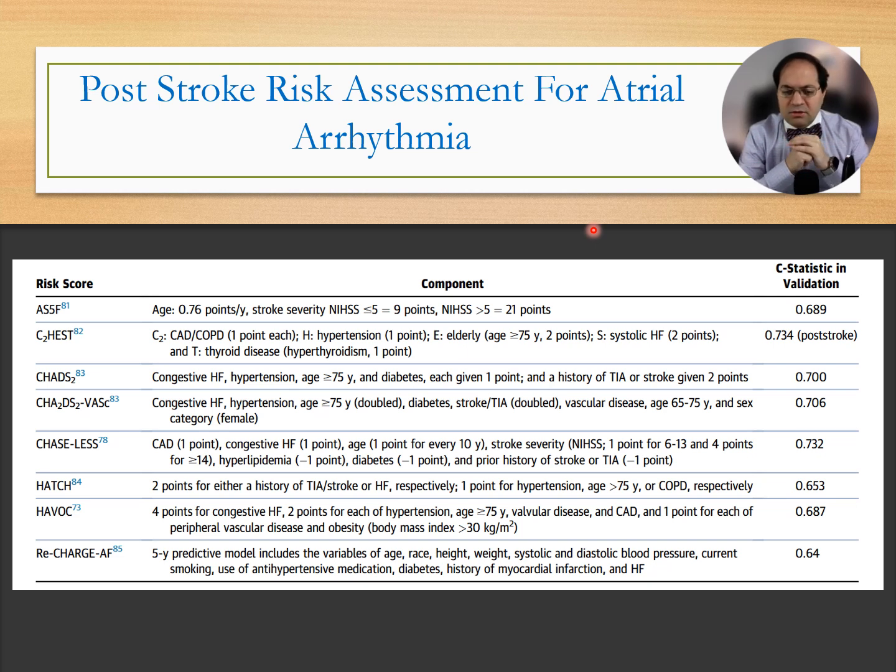Anyway, basically these will help us to identify patients with a high risk of getting atrial fibrillation as well. So if the patient has a high risk for atrial arrhythmia post-stroke, heart failure, or a large left atrial size, it's better to go ahead and put in a loop recorder and/or monitor the patient for a longer period of time.